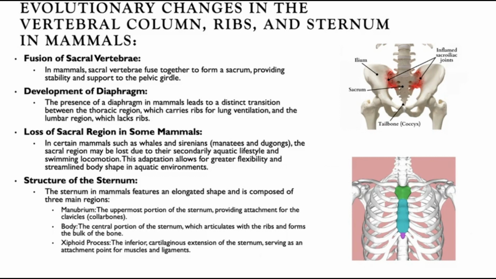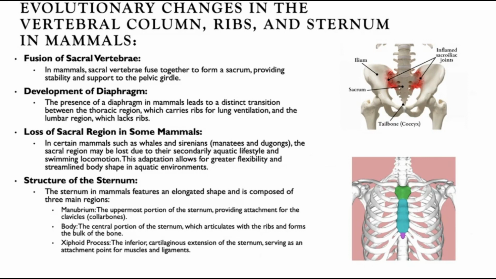Now, the evolutionary changes in the vertebral column, ribs, and sternum when it comes to the mammals. Mammals have sacral vertebrae which fused together to form a sacrum, and this provided stability and support to the pelvic girdle. Okay, so here we have this area right here. It's kind of short here, but right here, this is our sacral vertebrae. We also, for the first time, developed a diaphragm, which is not seen in other animals. And this was basically to help us again with our lung ventilation. Okay. And then some animals have lost the sacral region. These animals are whales, manatees and dugongs.